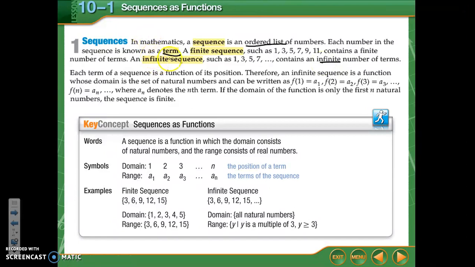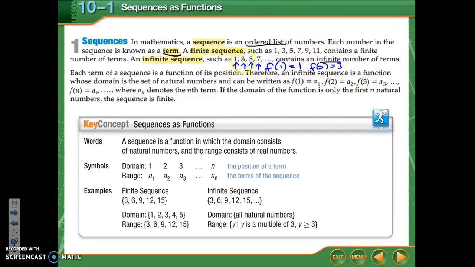Each term in a sequence we say is a function of its position. So in this sequence, the first term is 1, the second term is 3, the third term is 5, the fourth term is 7, and so on. So the domain is the set of natural numbers, 1, 2, 3, 4. The domain is which term number it is. So f of 1 equals a1. In my sequence up here, if I plug in 1, my first term is 1. f of 2 would be 3, meaning the second term is 3. The third term would be 5, and so on.